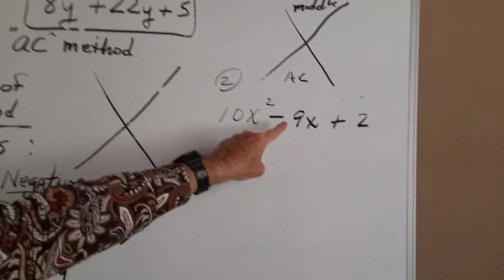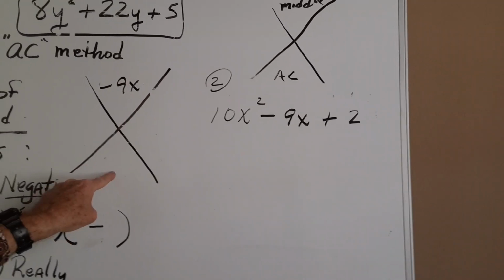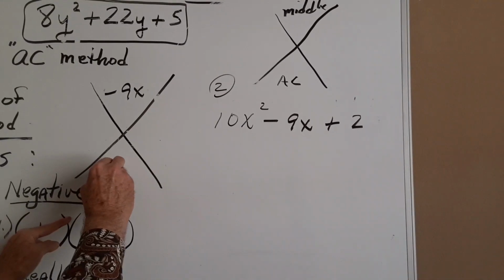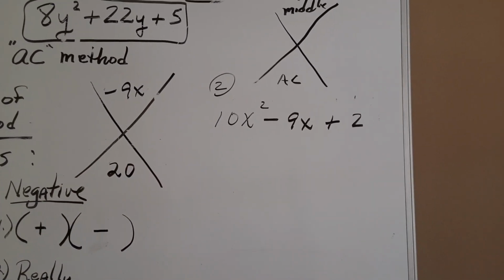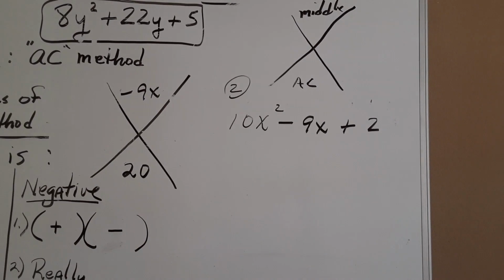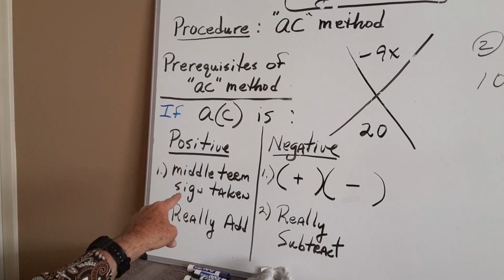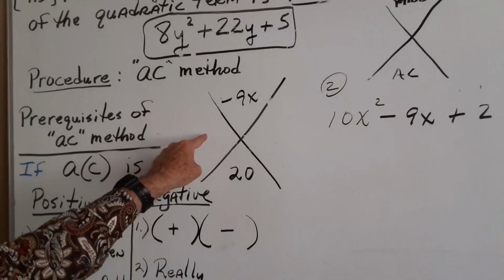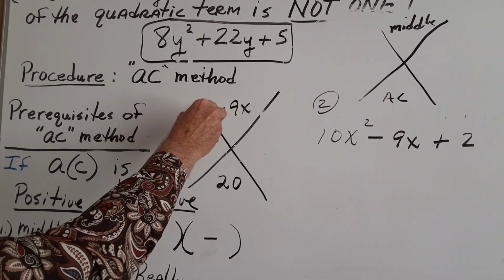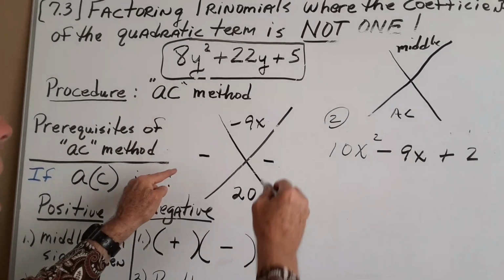Middle term, negative 9x. AC, positive 10 times positive 2, positive 20. All right? Again, look at the sign of AC. If it's positive, the middle term sign will be taken for both 9 o'clock and 3 o'clock. He's positive, that sign wins for both. And so does this win for both.